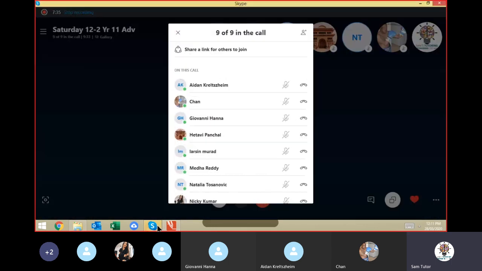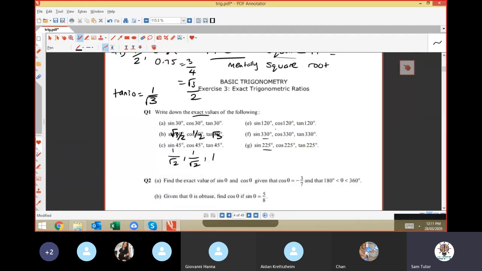Let's go. Chan, sine 120. Sine 120 will give me root 3 over 2. Yep. That's it. Cos 120. Cos 120 would give me negative a half. Correct. And tan 120. Now hold on. Tell me the answer for tan 120 on your calculator. If I put tan 120, it will give me negative 1.73, etc.